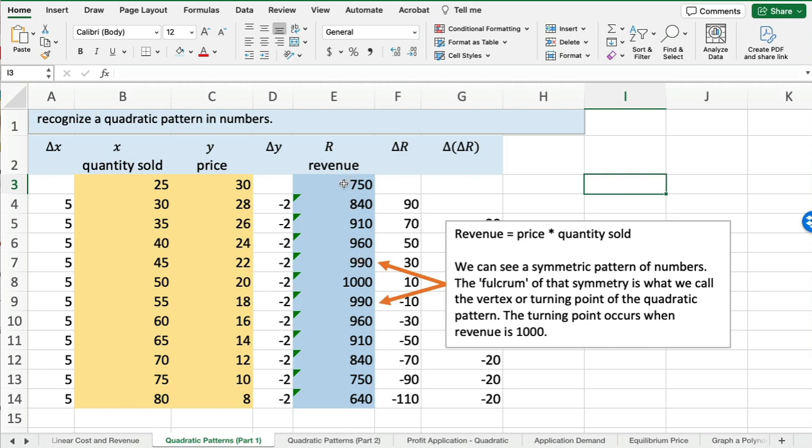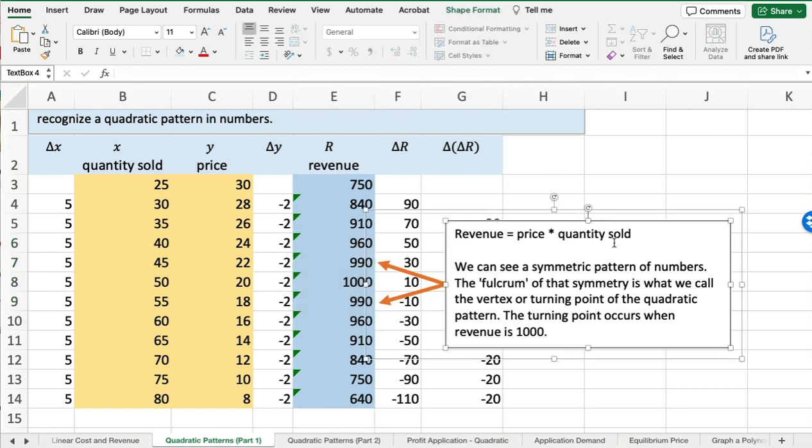It started at 750, went up to 840, went up to 910, 960, 990. And then it got to 1,000, and now it's coming back down again on the other side. But those numbers are reflecting each other. They're kind of mirroring each other. So that's our first indication that we actually have a quadratic relationship.